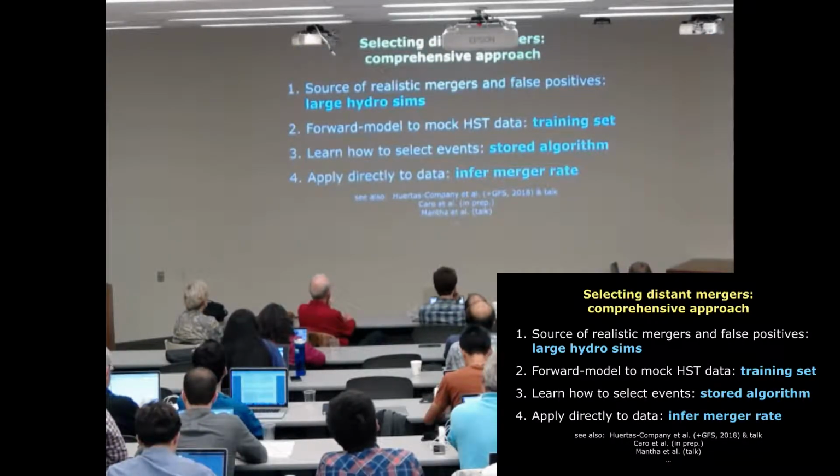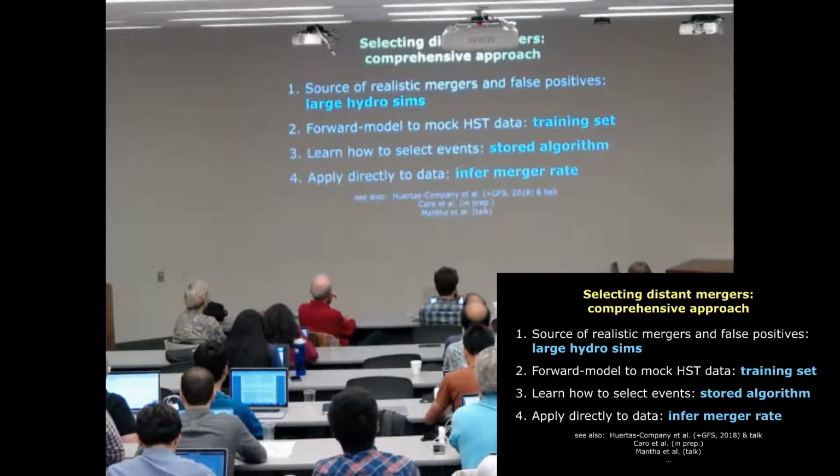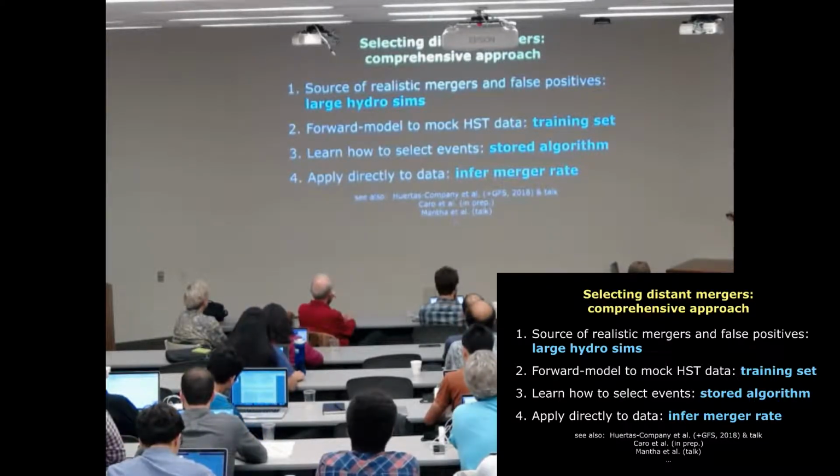And so this is an approach that I know others in this room are taking, and we're trying to put together a comprehensive set of tools from large hydrodynamical simulations to tease out what this merger rate is from galaxy morphologies in the distant past. And so the procedure we use starts with realistic sources of mergers and false positives, so galaxies that could look like a merger for other reasons.